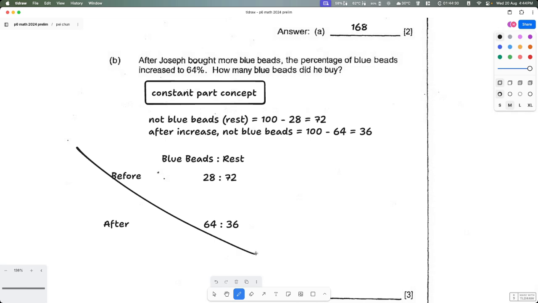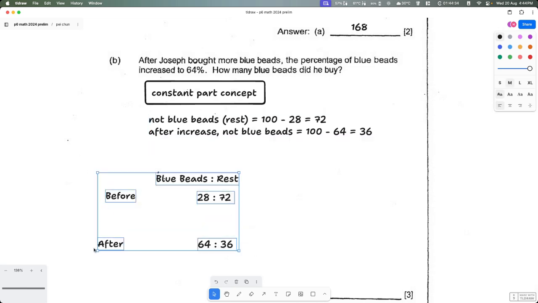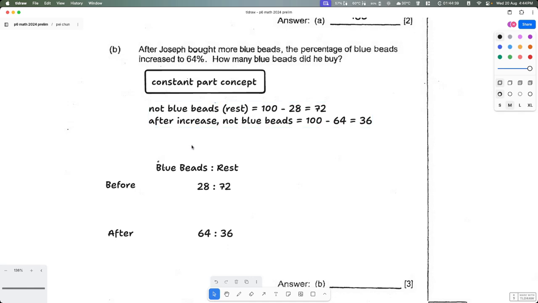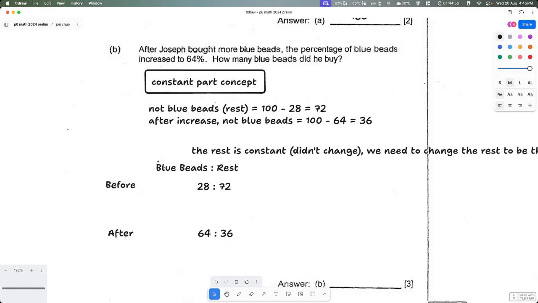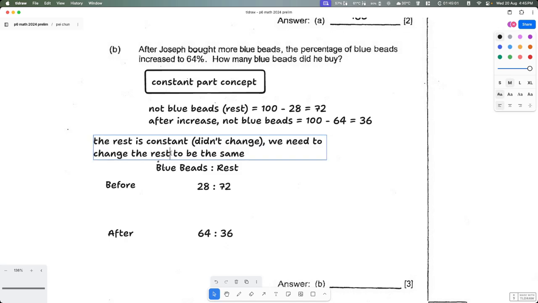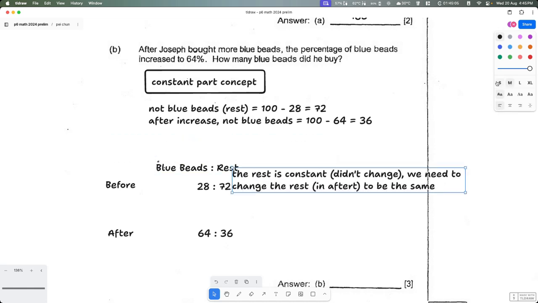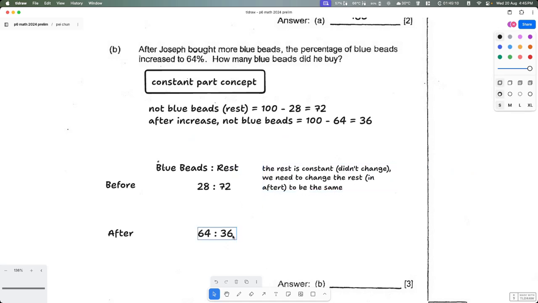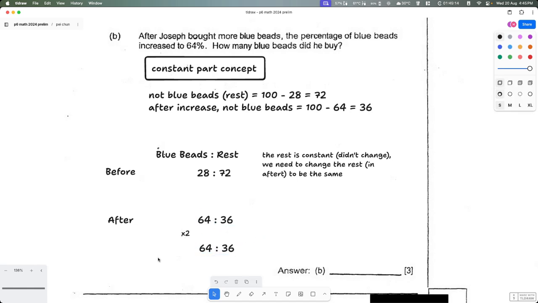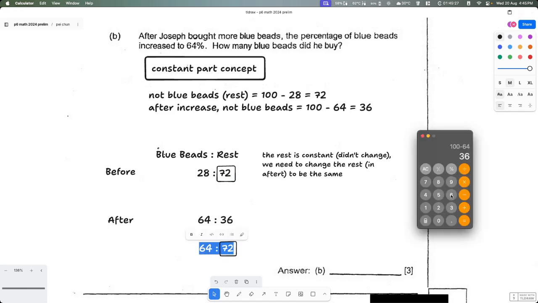So we know that this is the before and after. Okay, and then we also know that the rest is constant, didn't change, right? So that means we need to change the rest in after to be the same. So let me just make this a bit smaller like this, right? So that means we just times 2. This will be 36 times 2 is 72, right? So for the rest, you see that it didn't change at all. But for 64 times 2, this will be 128.